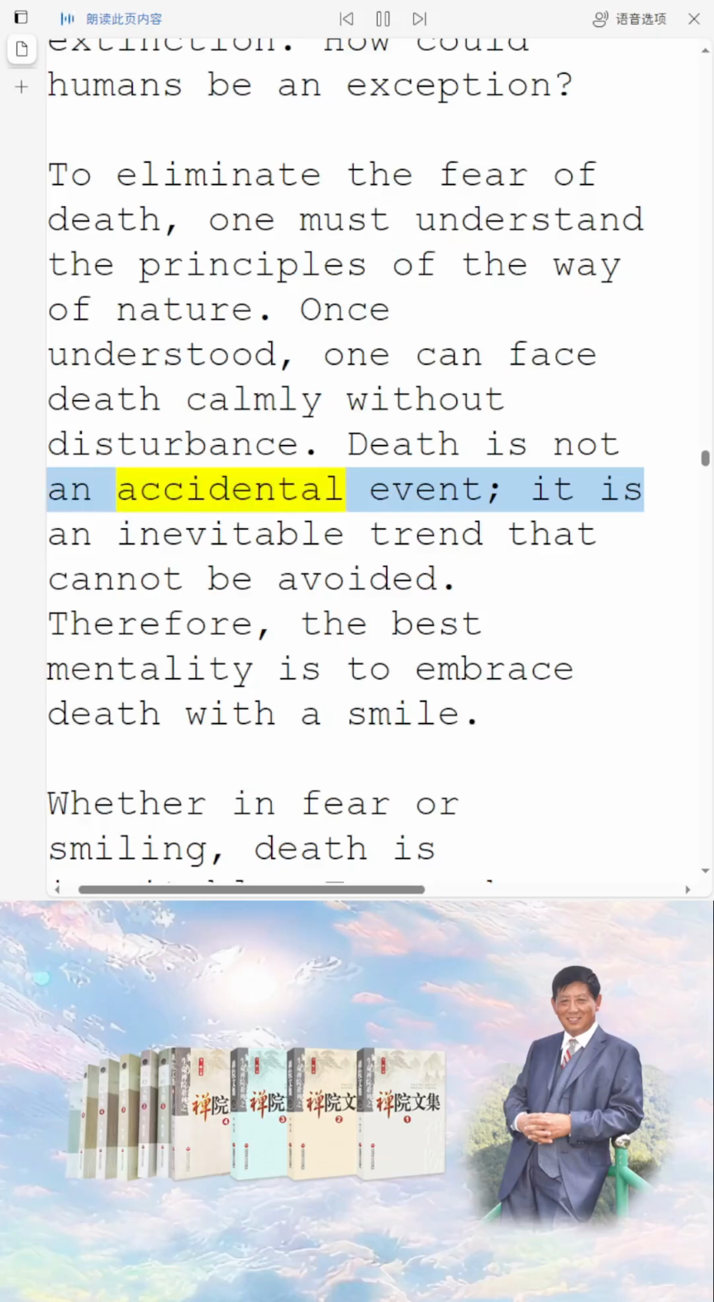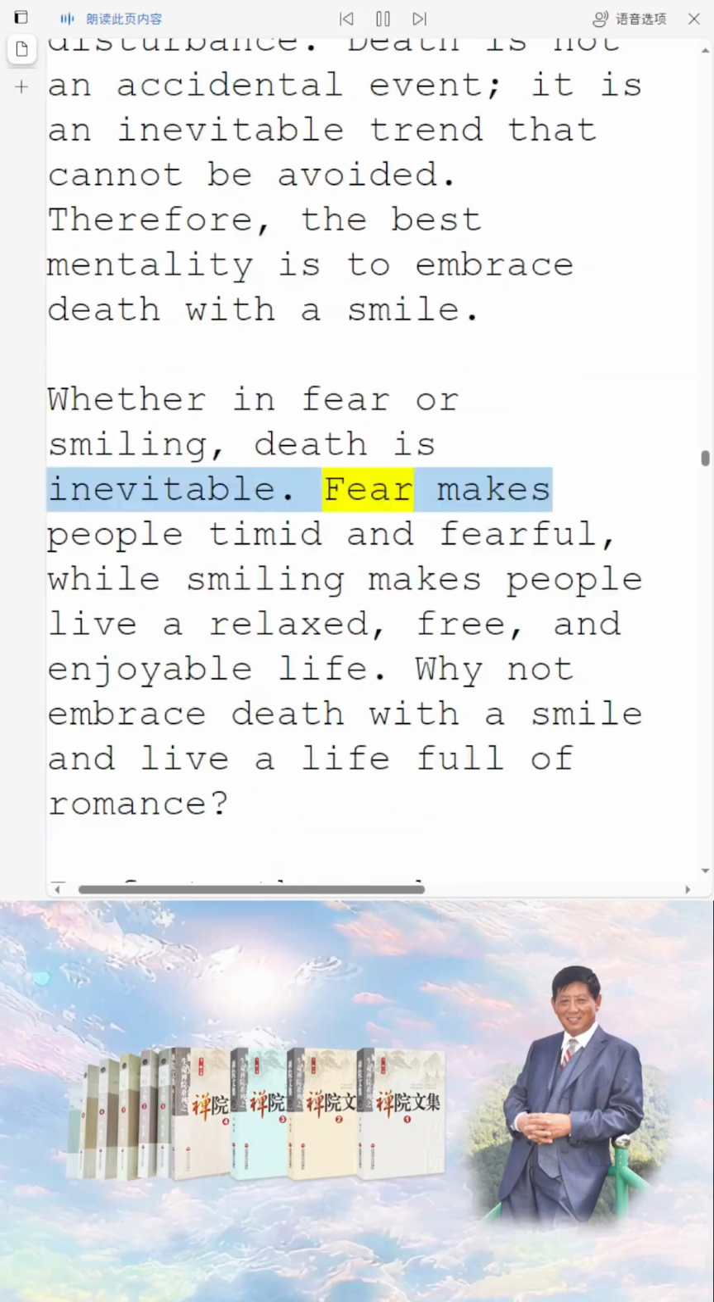Death is not an accidental event. It is an inevitable trend that cannot be avoided. Therefore, the best mentality is to embrace death with a smile. Whether in fear or smiling, death is inevitable. Fear makes people timid and fearful, while smiling makes people live a relaxed, free, and enjoyable life. Why not embrace death with a smile and live a life full of romance?